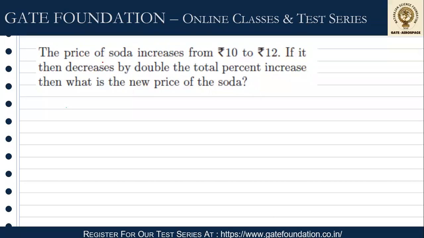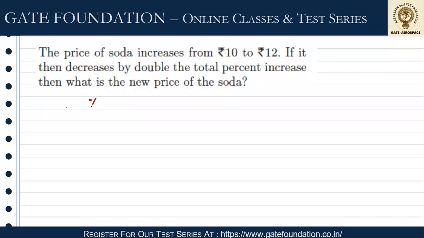Let's try to see how to solve this one. The price of soda increases from 10 to 12. If it is then decreased by double the total percent increase, then what is the new price of soda? So first of all, it is increased from 10 to 12, and I need to find this percentage increase, because double of this is what I have to decrease. So what will be the percentage increase?